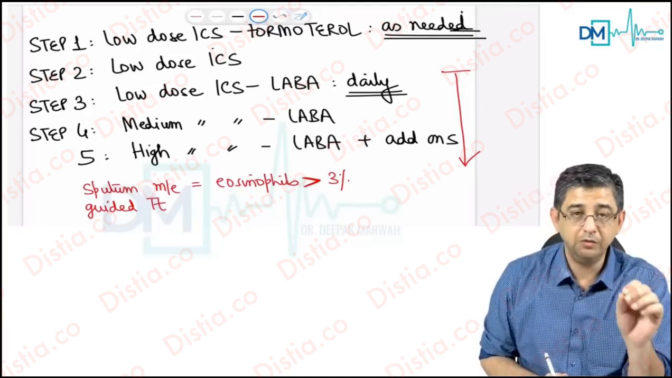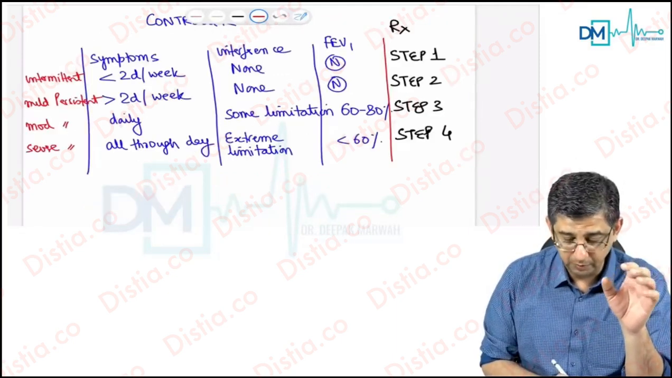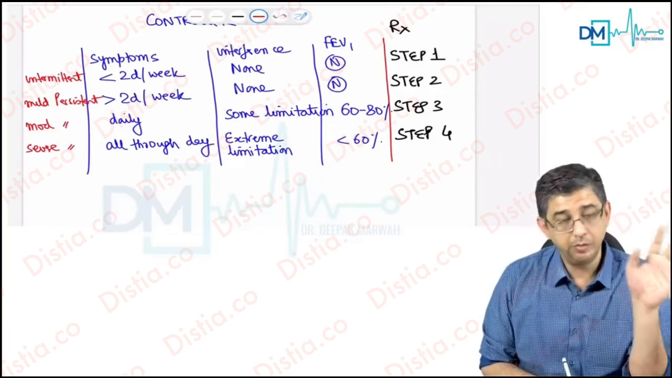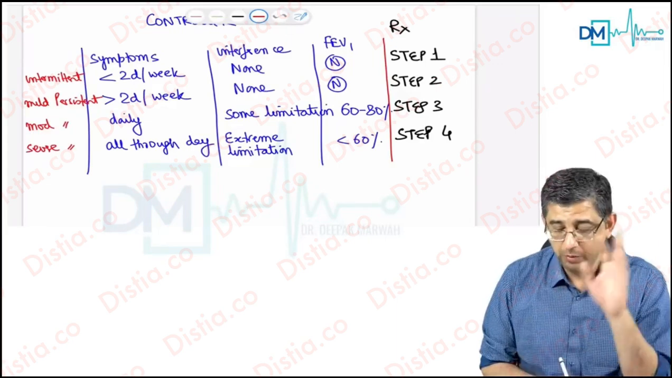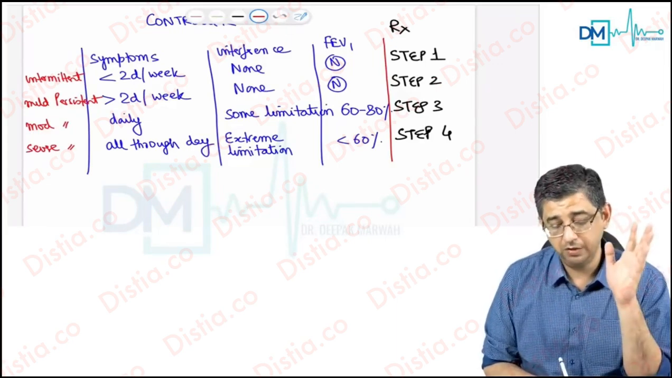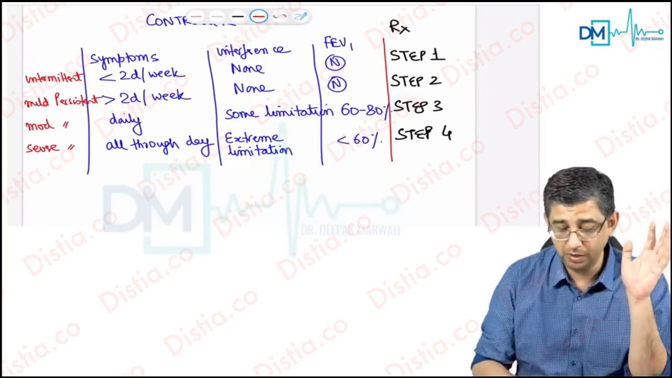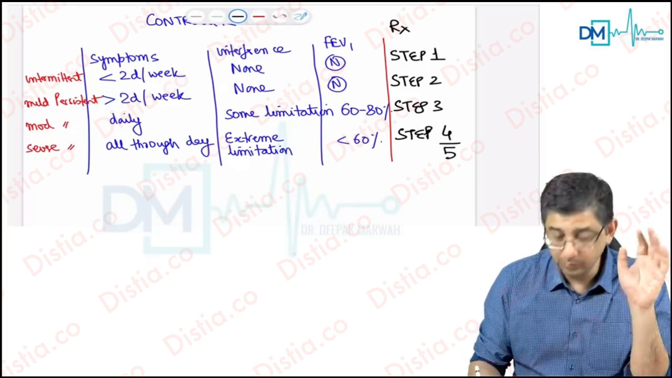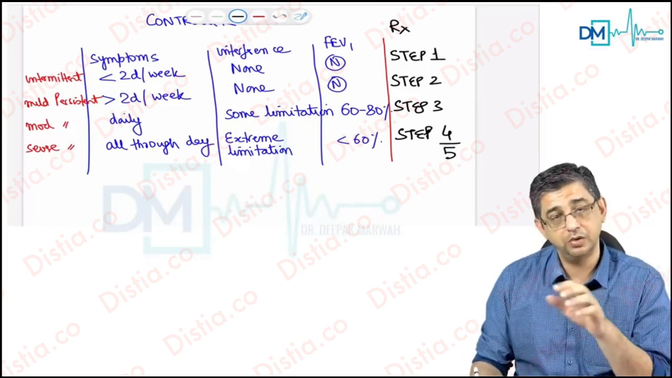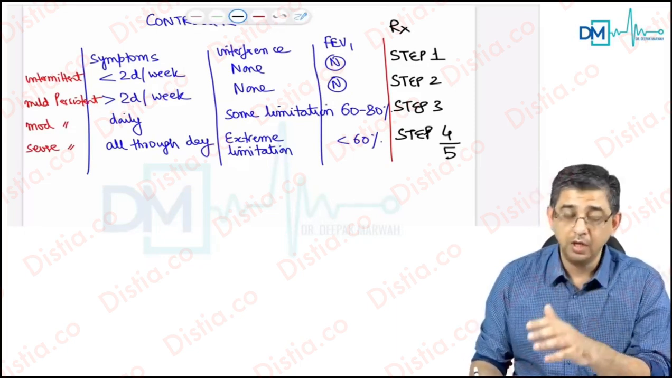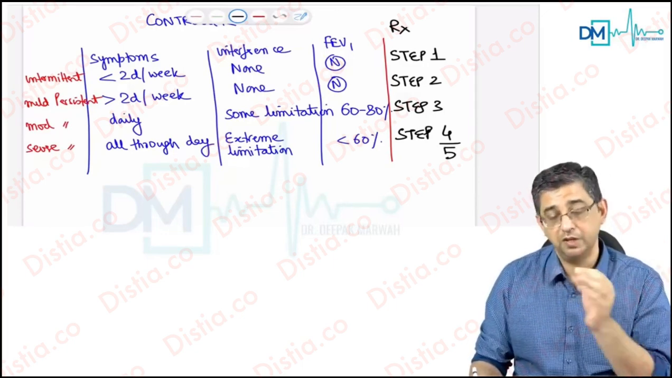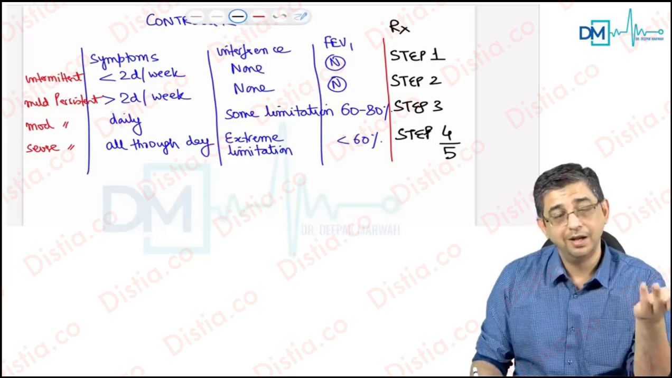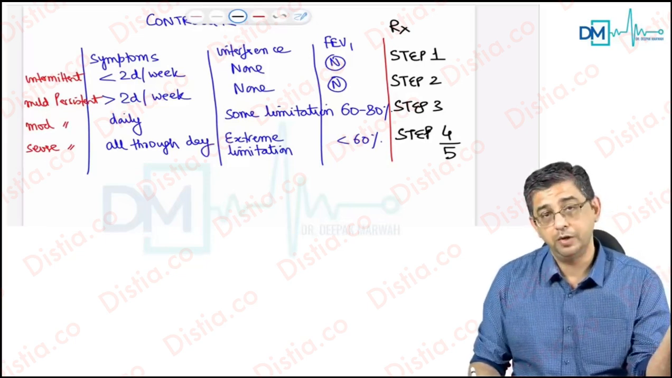Like initially, for any person, we'll go back to the previous slide: if a person is having symptoms all through the day, extreme limitation of quality of life, FEV1 significantly reduced, I have decided to give step 4 to the patient. Now, before I upgrade to step 5, I will do a sputum microscopic examination and check the eosinophil count. If it is more than 3%, then I will upgrade to step 5. If it has gone down to 3% or lesser, then okay, I will continue with step 4 treatment only.